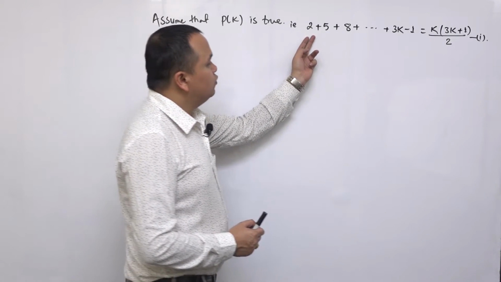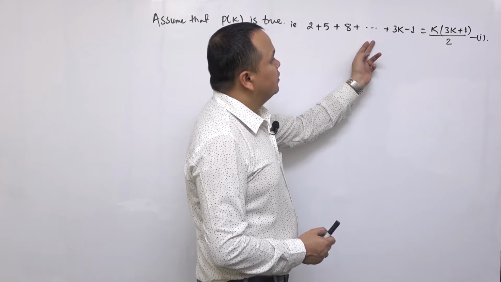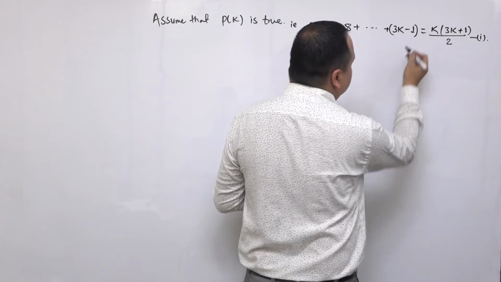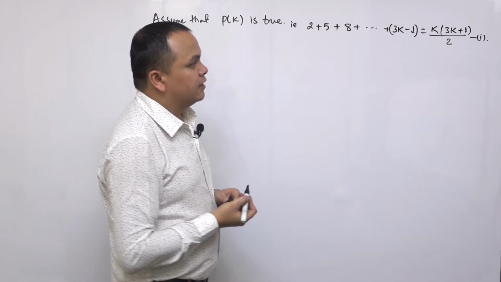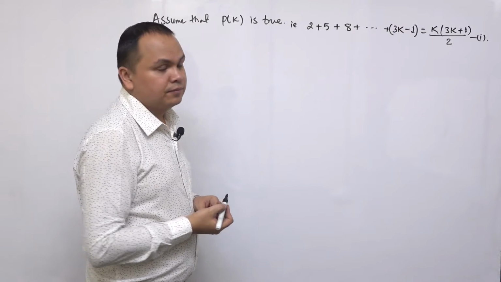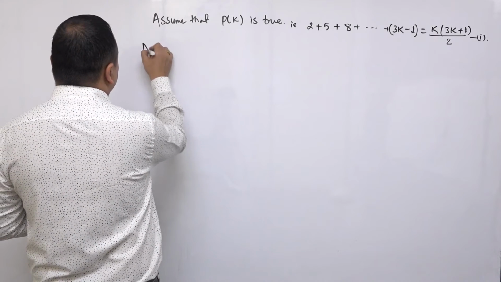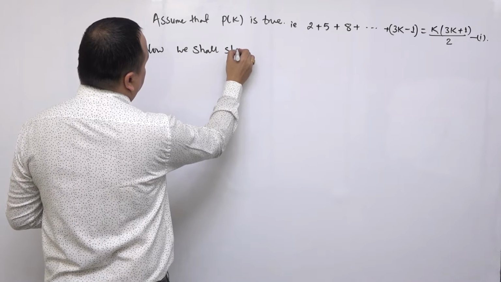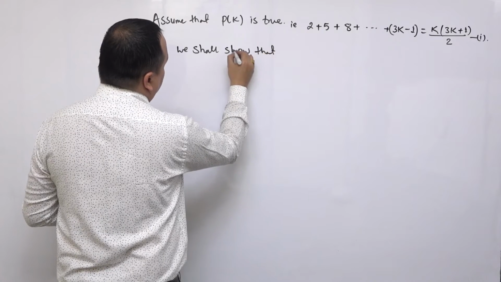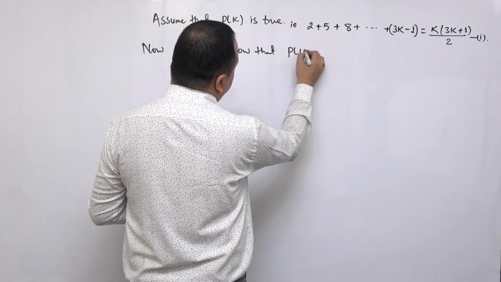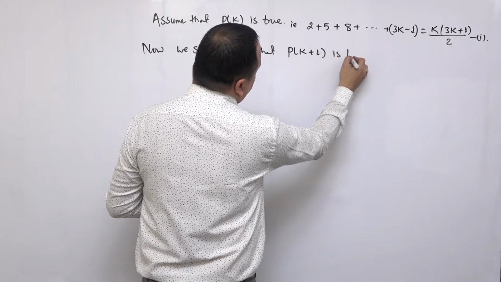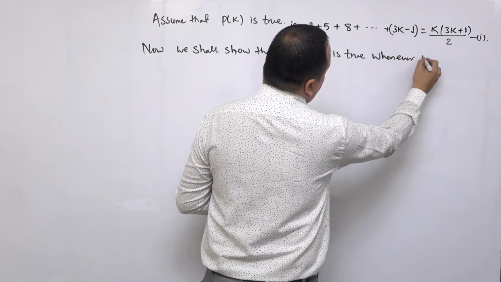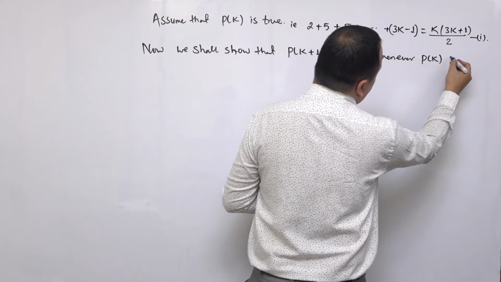Now continue. Assume that Pk is true for k belongs to natural number. That is 2 plus 5 plus 8 plus ... plus 3k minus 1 is equal to k times 3k plus 1 divided by 2. Now we shall show that Pk plus 1 is true whenever Pk is true.